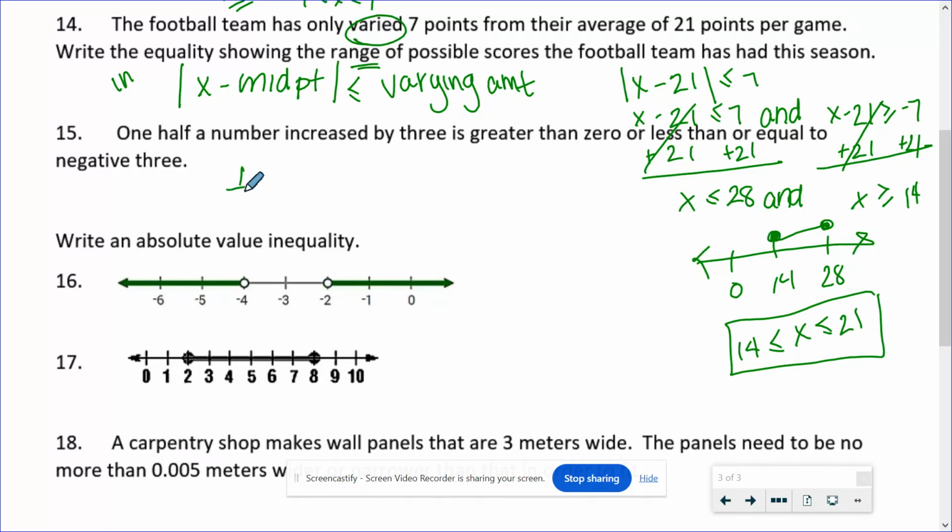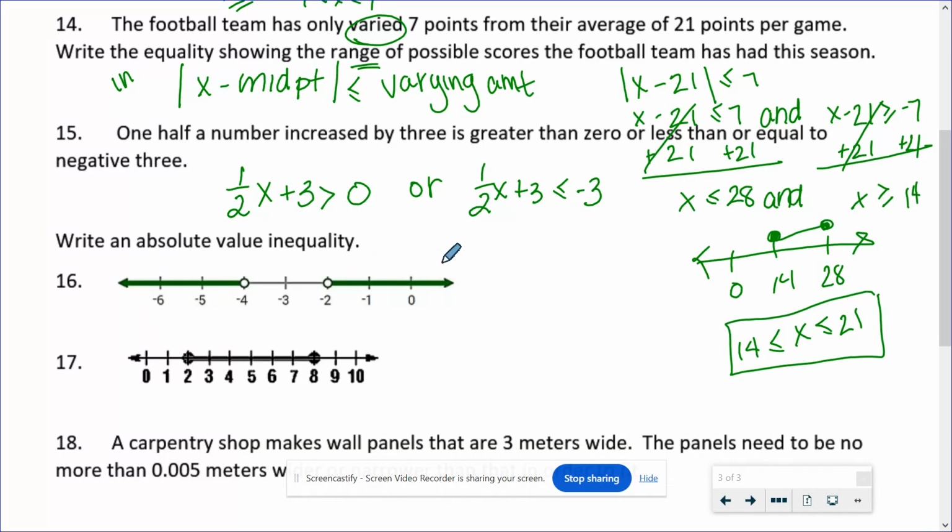Number 5: 1/2 a number increased by 3 is greater than 0 or less than or equal to -3. So I'm just going to convert it. 1/2 a number increased by 3 is greater than 0 or 1/2 a number increased by 3 is less than or equal to -3. And there is my compound. Write an absolute value inequality. So we're not writing it as a compound inequality.